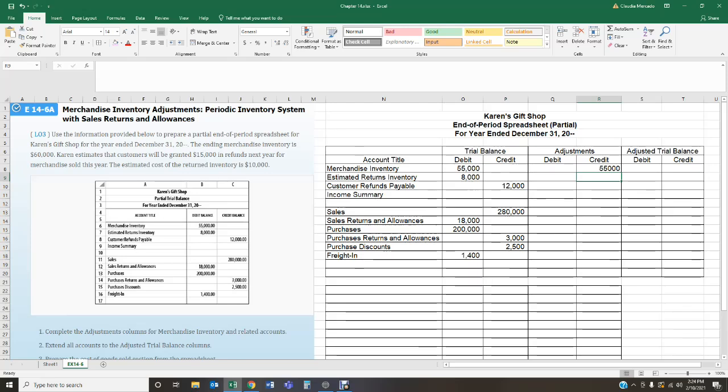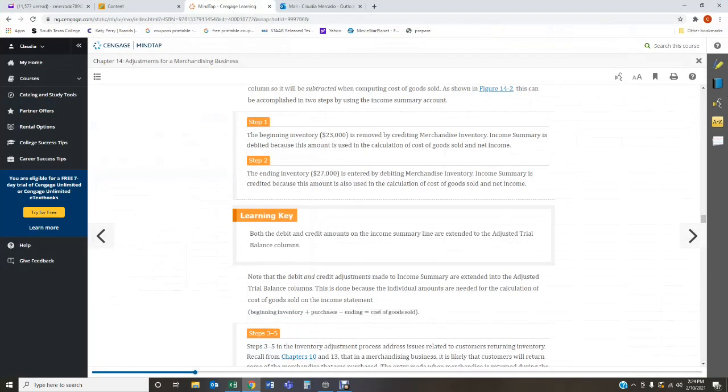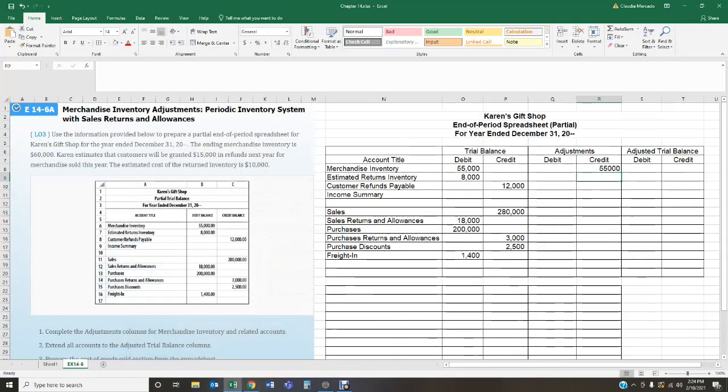And then it tells me that I have to debit income summary. This is the amount that is used in the calculation of cost of goods sold. So I'm going to go ahead and credit my merchandise inventory, and I'm going to debit my income summary.